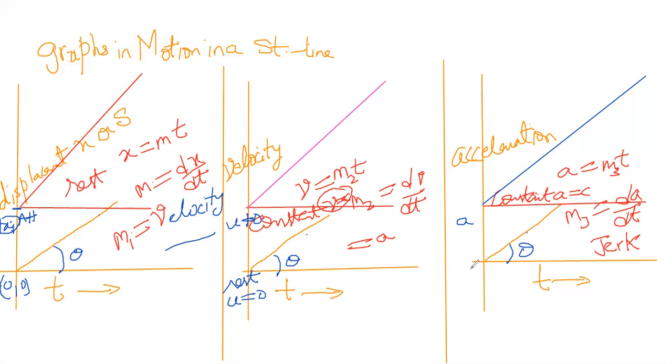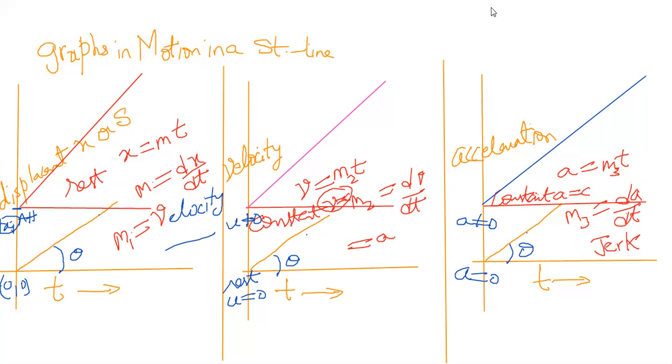Now, what does this mean? Here the initial acceleration is zero, but there the initial acceleration is non-zero. Okay, that is what it means. These are the three types of graphs. Shall I wait for you or can I go ahead?